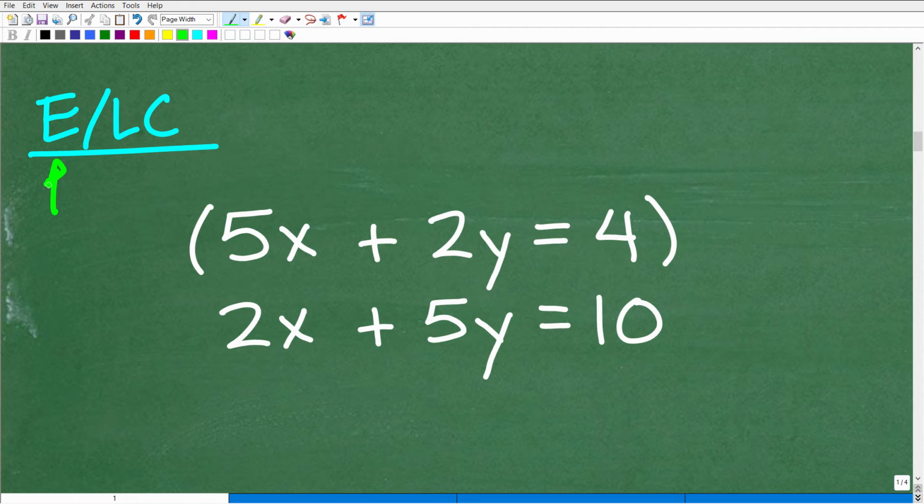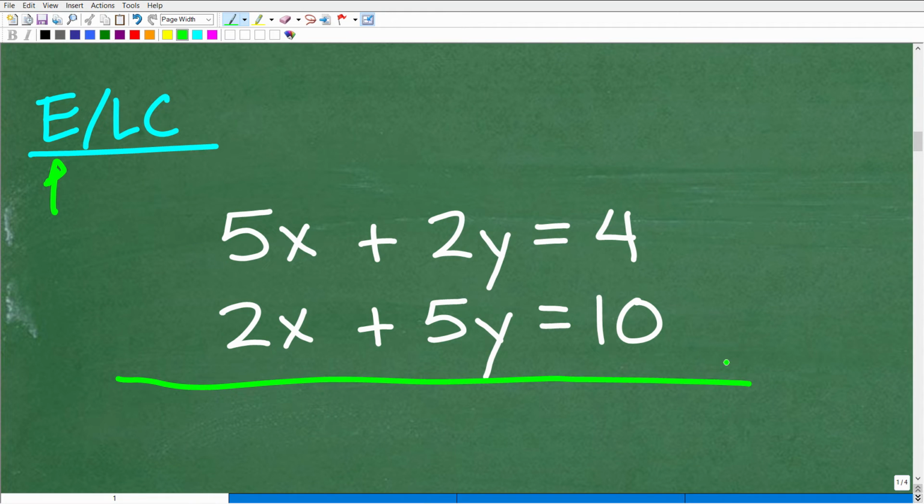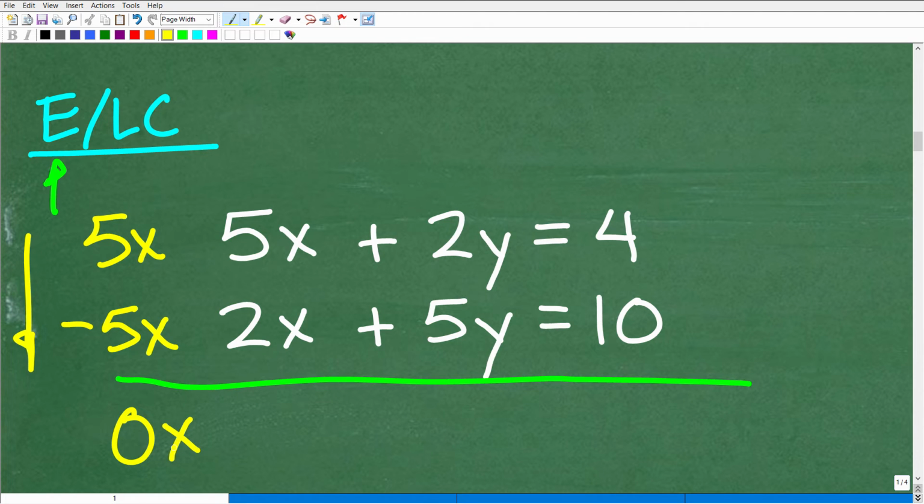Now here I have 5x and 2y, and 2x and 5y. So how do I eliminate a variable? Well, if we're going to add down, what we want to construct is opposites, right? So for example, here, if I have 5x, well, it would be pretty cool if I had a 5x in this first equation and a negative 5x in this second equation because when I combine down, I'm going to get a 0x. Okay, in other words, I'm going to eliminate the x variable.